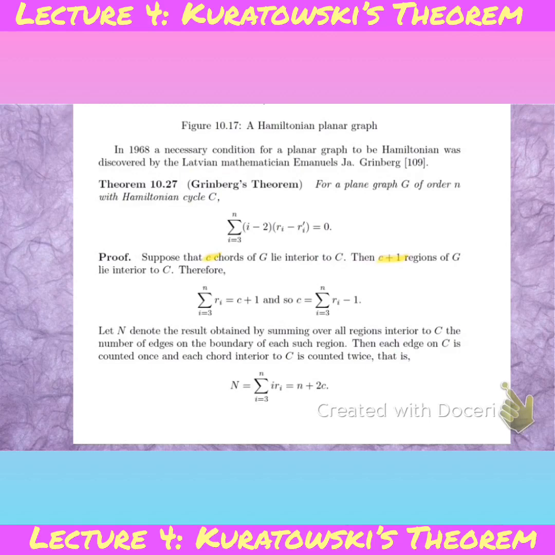Okay, so if you sum over all the regions, you count the number of interior regions. That all adds up to C plus 1, and from that you can solve the number of chords, which is the sum of you counting all the regions and subtracting 1 from that. Then what you're going to do is sum over all the edges interior to the Hamiltonian cycle C, and you let that quantity be n.